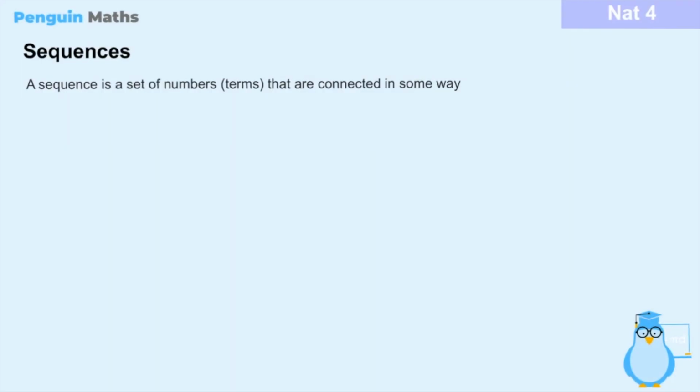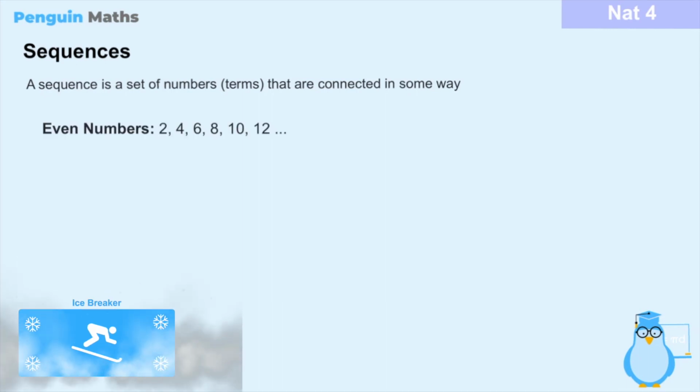So, sequences. Let's begin this lesson by asking the question, what is a sequence? It's basically just a set or list of numbers that are connected in some way, and the numbers within this sequence are known as terms. What we're going to do just now is go over some of the more common sequences that we might come across. So to begin, let's have a look at some even numbers.